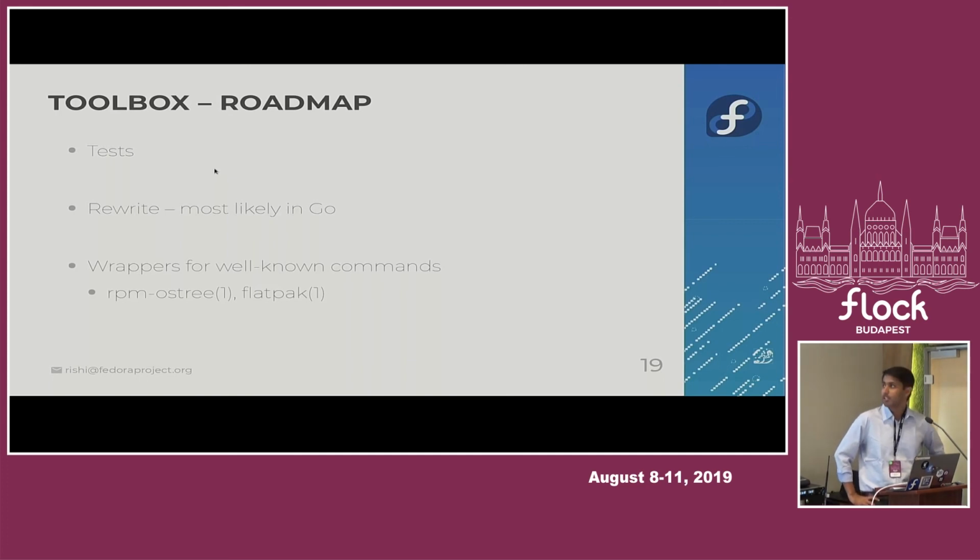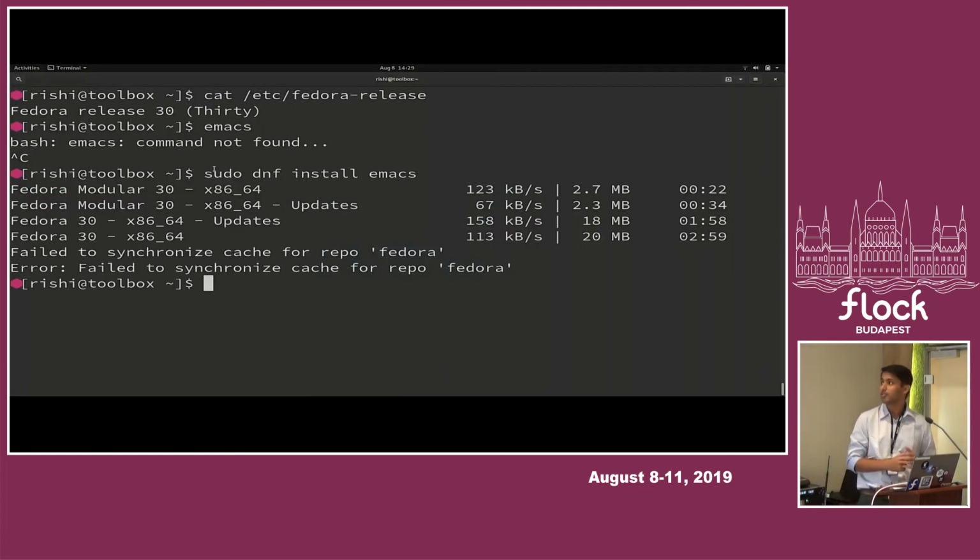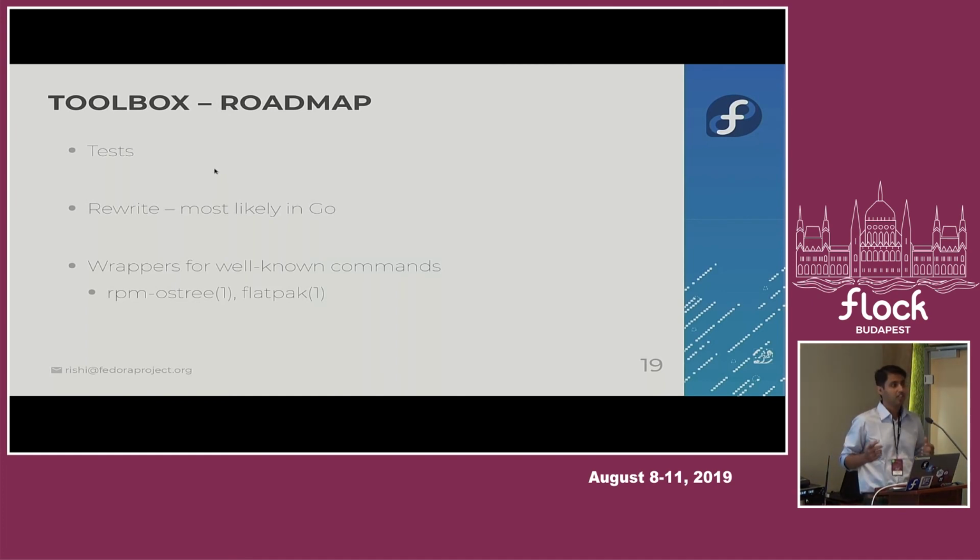And we would like to have some wrappers for well-known commands to make things a little less rough. The problem is that if you have plenty of these shells lying around on your computer with Toolbox, then you don't know which is your Toolbox shell and which is your host shell, and then you're like, oh, why is my rpm-ostree not working here, and all these annoyances build up. So the idea is that we could have some wrappers inside the Toolbox environment, which basically sort of magically get you what you want.